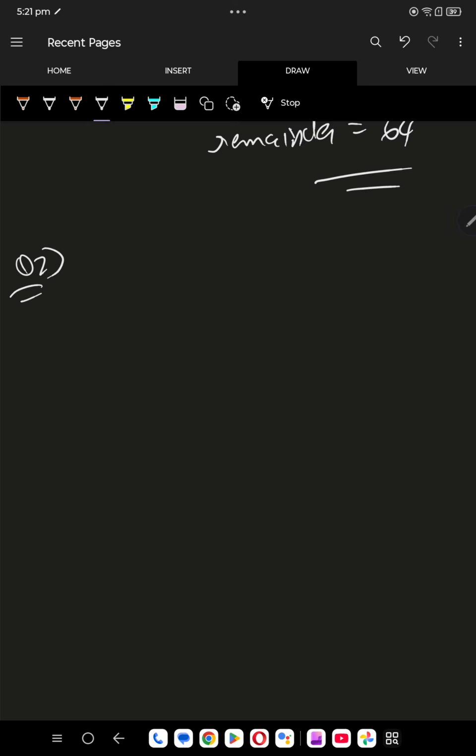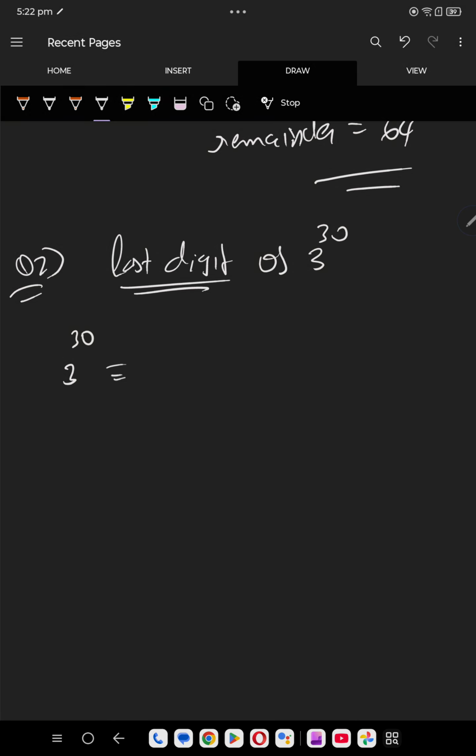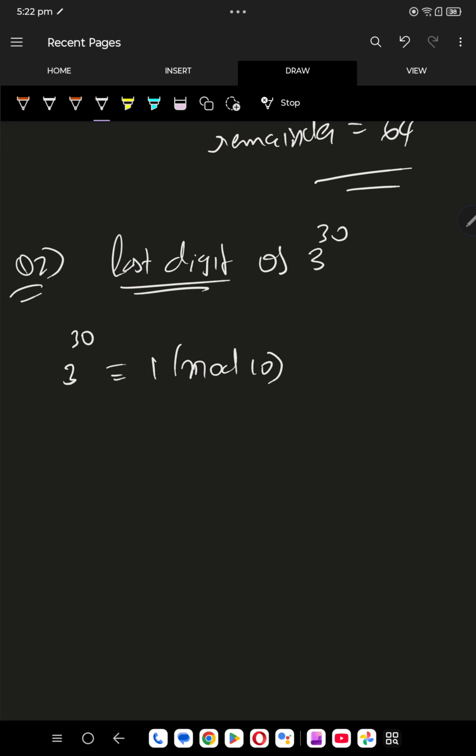Question number 2. Find the last digit of 3 power 30 using Euler's theorem. So when they say last digit, that I have to remember, it is basically 3 power 30 is congruent to something mod 10. If they say last 2 digits, then mod 100. Last 3 digits, mod 1000. So here last digit means last 1 digit, so mod 10.